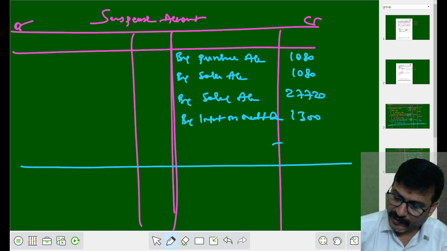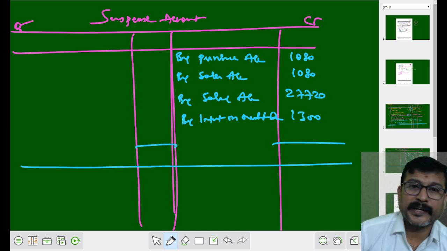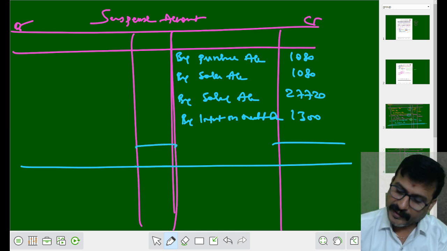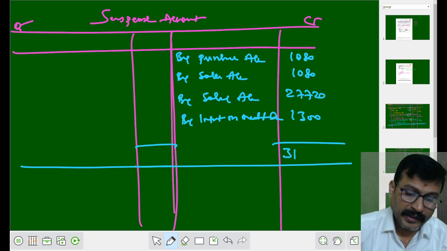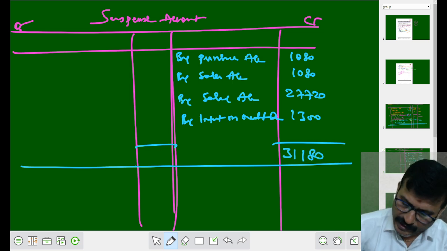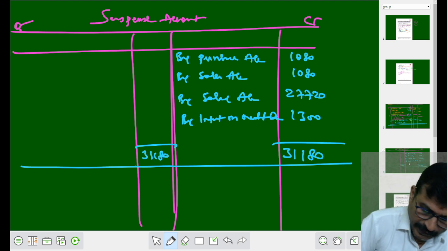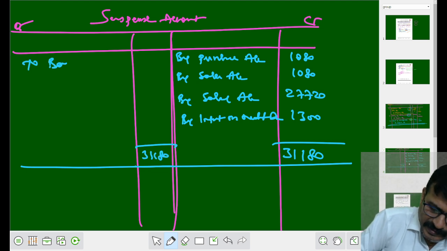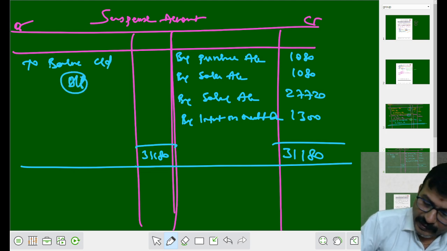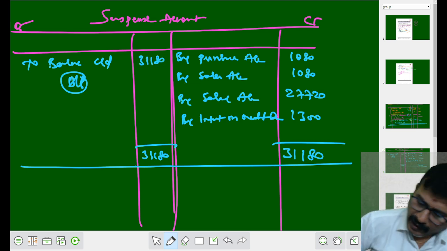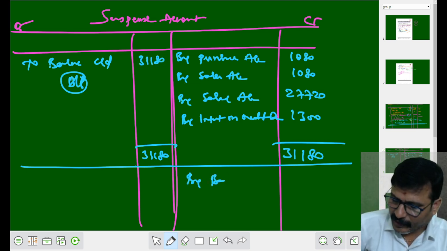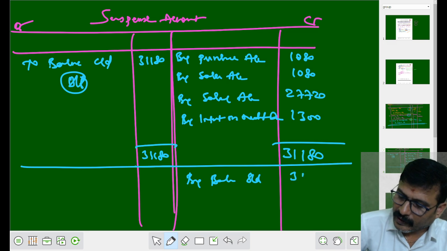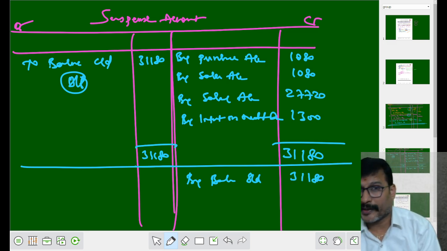Now you close, my dear students. How much are you getting on the credit side? The credit side total comes to 31,180. Use the calculator and work it out. It is to be taken as to balance carry down, the balancing figure, 31,180. After carry down, it is to be taken as brought down, 31,180. I hope you got it right.